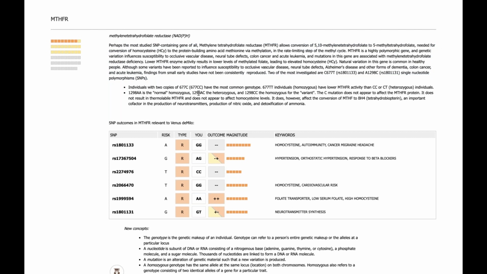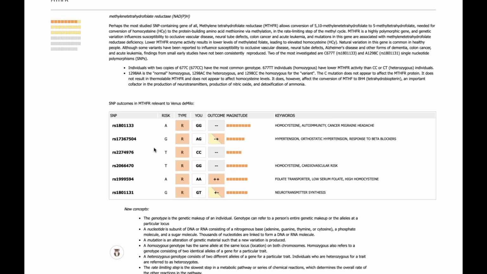We're looking at 677C and 1298A, right? And what we're looking at is what are these SNPs and how do they influence our health? So a very simple explanation as to what they do in the body. And then it tells you what are the outcomes. Now, very interestingly, many people will talk about MTHFR and they only talk about 2 SNPs here. But again, we're reporting multiple SNPs.